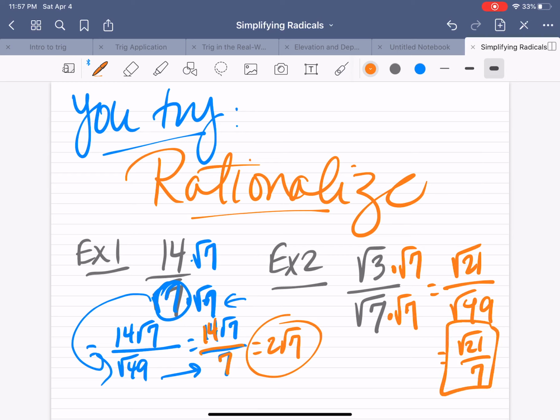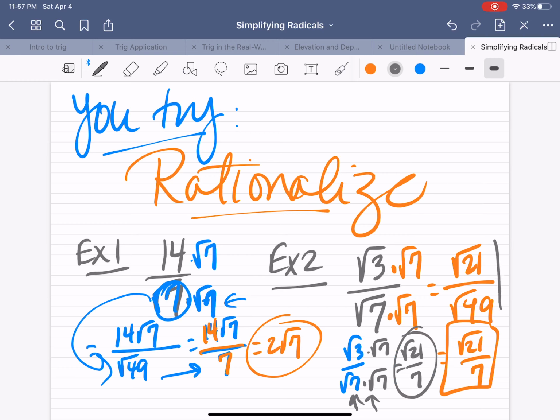Now, let's do it using the shortcut, just in case you didn't get it in the first example. So if we have square root of 3 over square root of 7, we have to rationalize. So multiply both top and bottom by square root of 7. The numerator, square root of 21. And your denominator will be 7. So again, if this shortcut doesn't make sense to you, just do it the long way, which is this right here.